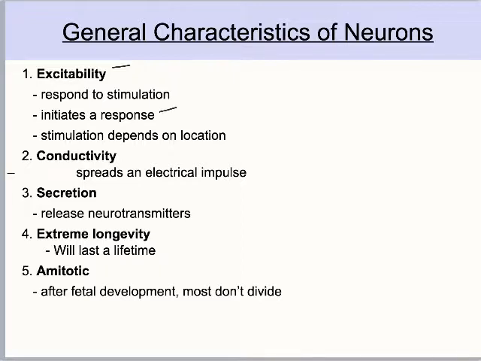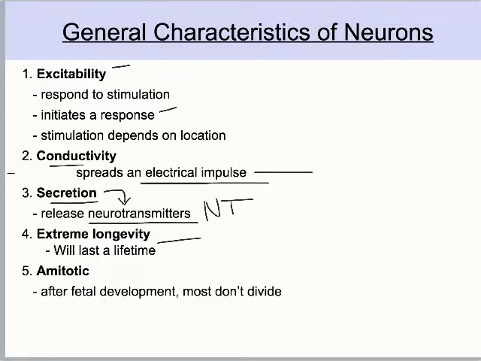It can initiate a response, and the stimulation totally depends on where the neuron is. If it's in your eye, it'll be something visual. If it's on your skin, it could be touch. Neurons can conduct an electrical impulse. That's how neurons work. Without that electrical impulse, they don't function. They can secrete, and what they secrete is neurotransmitters, which we'll abbreviate NT.